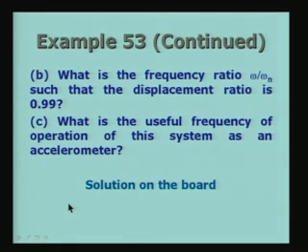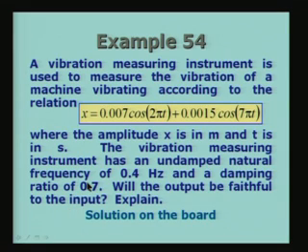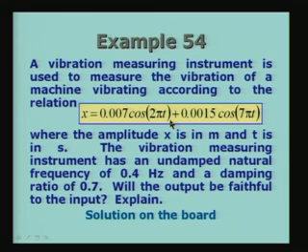Suppose we have the following problem. The vibration measuring instrument is being used to measure the vibration of a machine, vibrating according to the relationship which is given. X is made up of two components. That means, an input vibration is made up of two components, one given by 0.007 cos 2 pi t, where it is all in meters. So, 0.007 means 7 millimeters is the amplitude of this particular component, cos 2 pi t, this is the first wave or the first component, because if you remember from your mathematics background, any periodic wave can be made up of a set of sinusoidals or cosinusoidals by using the Fourier series concept.